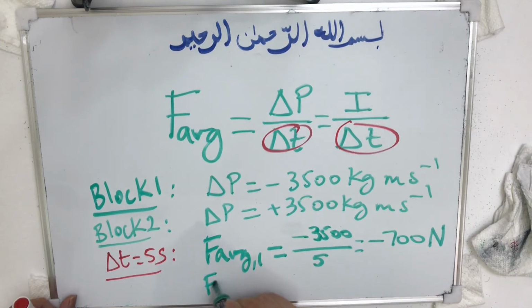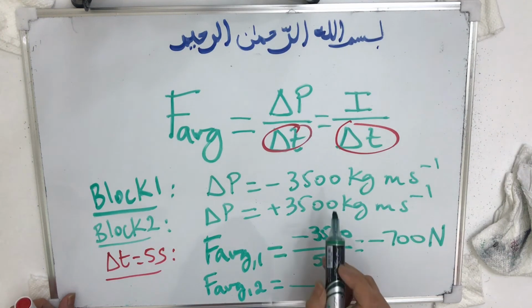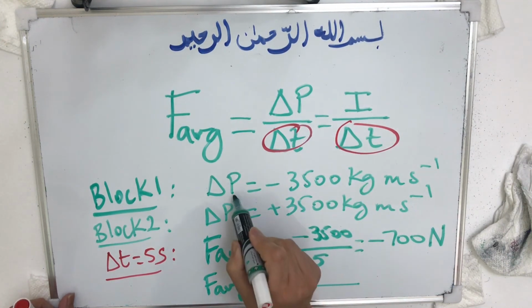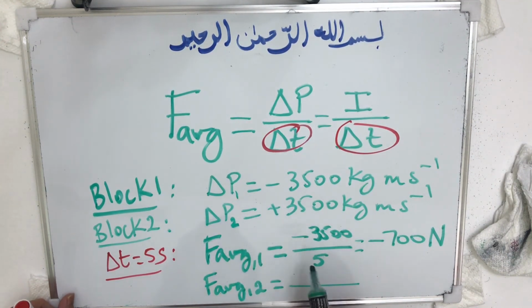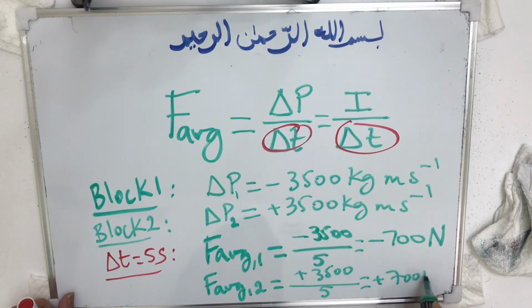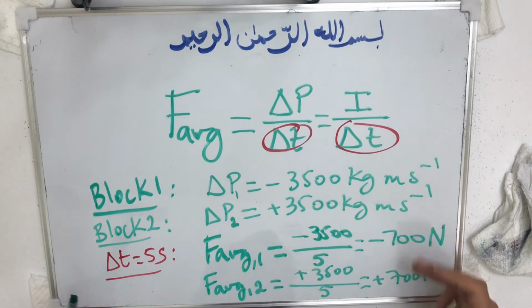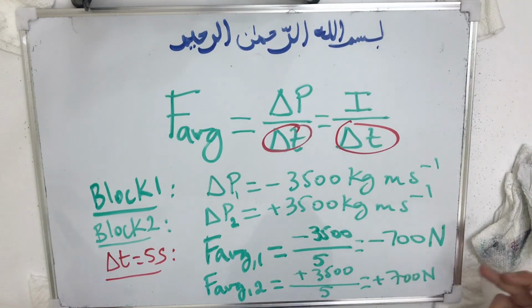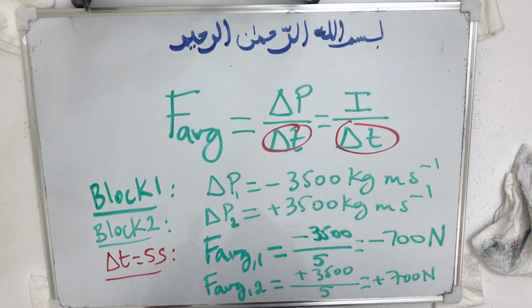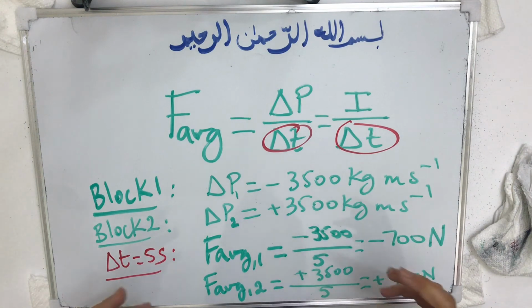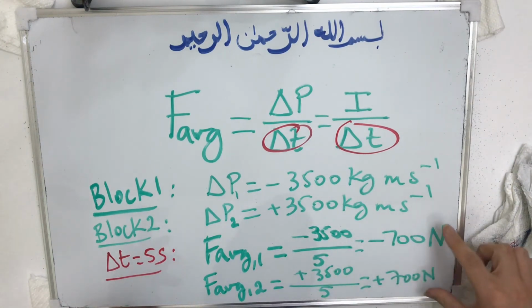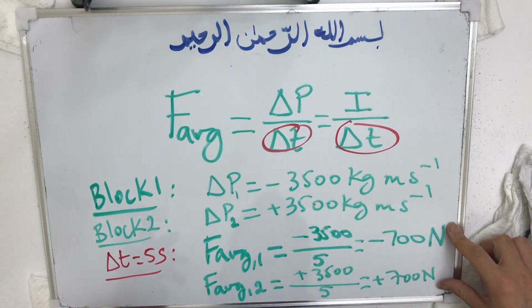Then if we want to calculate the average force on block 2, this is block 1 and this is block 2, it's going to be plus 3,500 over 5, and it is going to be plus 700 Newton. See how beautiful this is? Action, reaction, minus 700, plus 700. So if you consider the system of the two blocks, those are going to be internal forces, and they are going to cancel each other out.